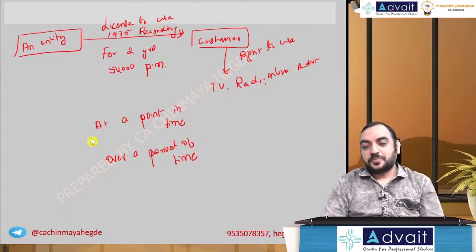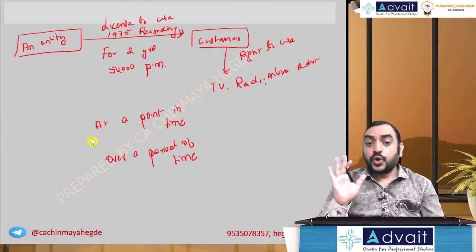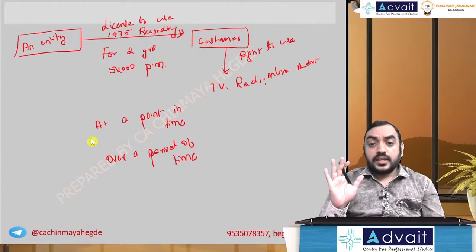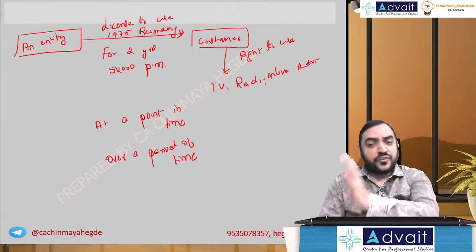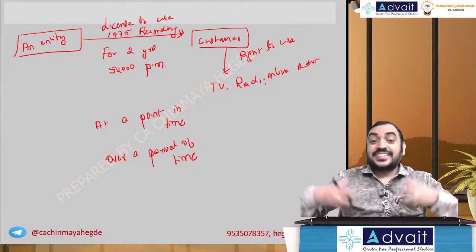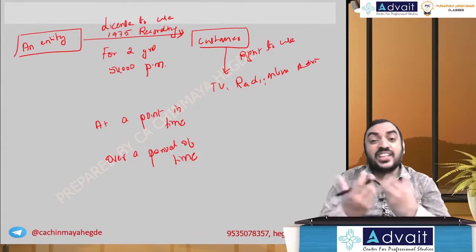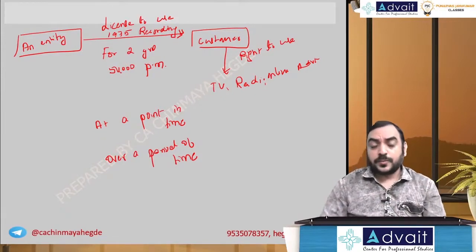What do you think? Sir, 50,000 per month, so over a period of time. Don't look at it from that point of view. Think from the seller's point of view. The seller has given the right for 2 years. It is non-cancelable also. Now, does the seller have any other obligation with respect to use of these rights? Does this entity have any other obligation?